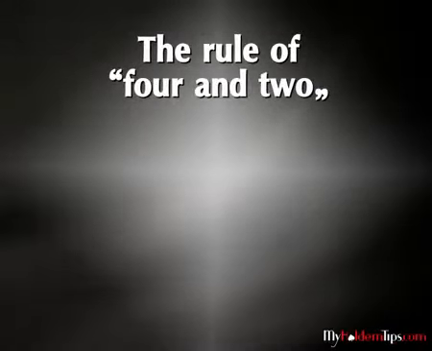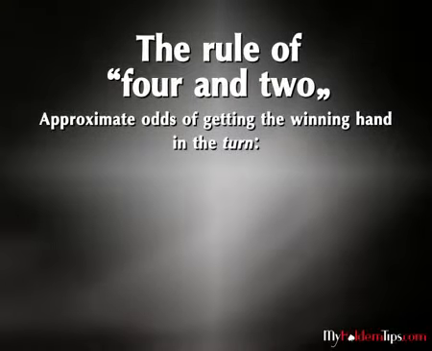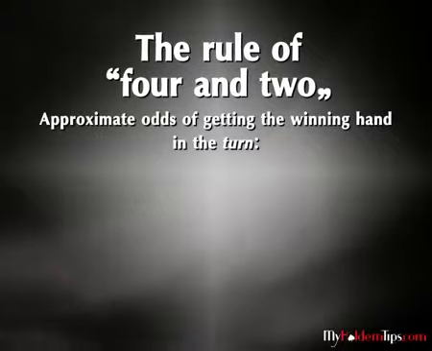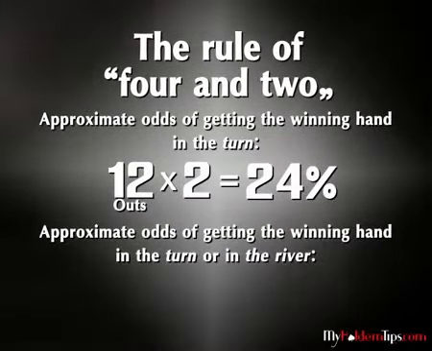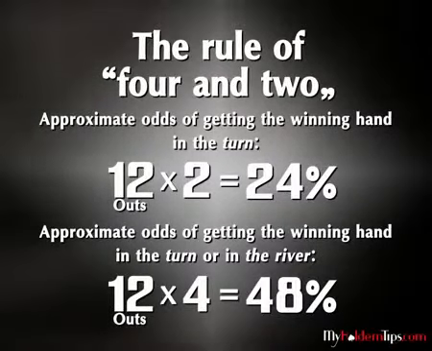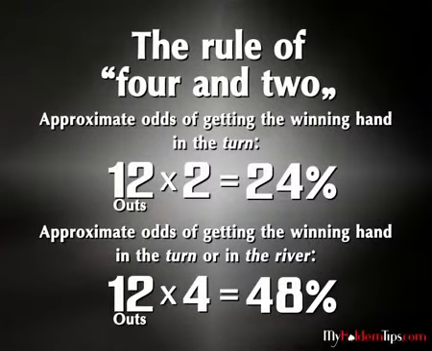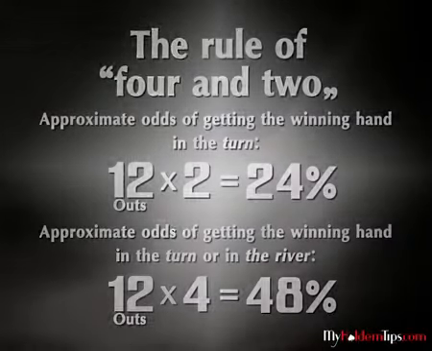Phil Gordon developed a simple rule of 4 and 2. He calculated the approximate odds of getting the winning card on the turn by multiplying the number of outs by 2. And for getting it by the river, he multiplied the number of outs by 4. This is not the exact percentage, but it's almost always good enough because rarely do you need the specific calculation.